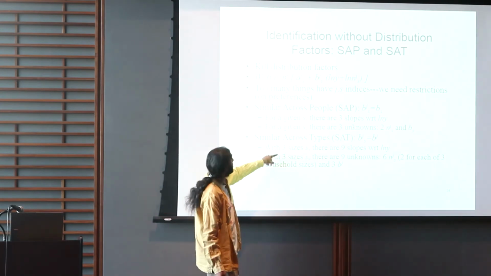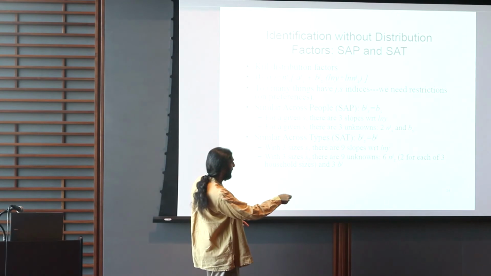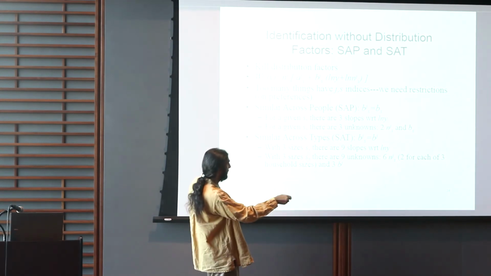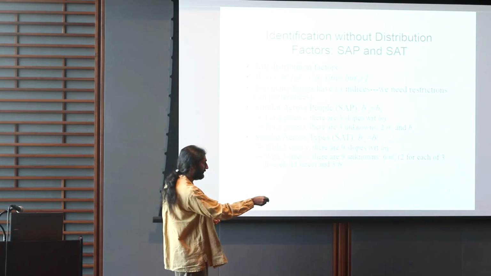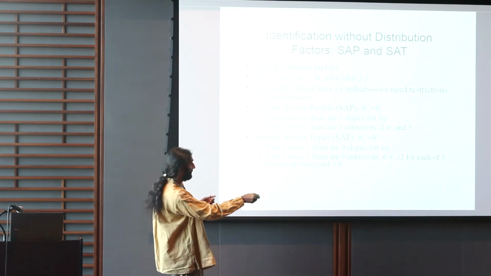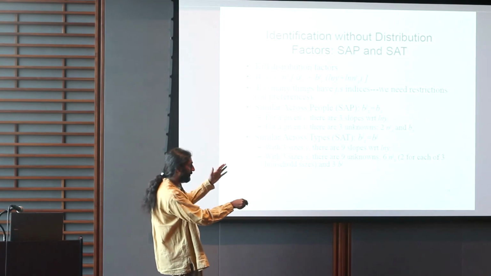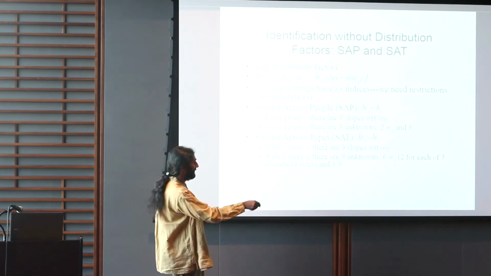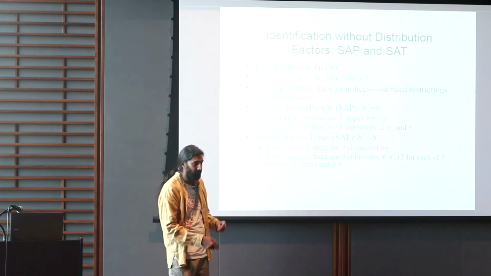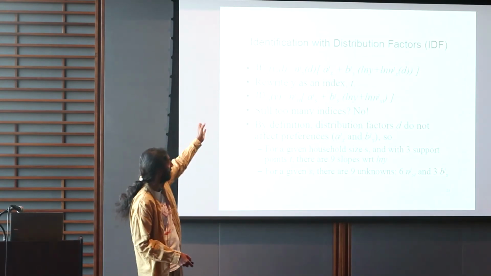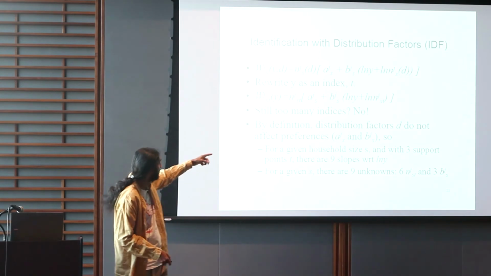So with 3 household sizes here, I get 9 slopes over here. But with 3 household sizes, there are only 9 unknowns because I got rid of the S subscript on the B. So I got 3 slopes of the latent functions to identify and 6 of these resource shares. So lastly, let me give you identification with distribution factors.